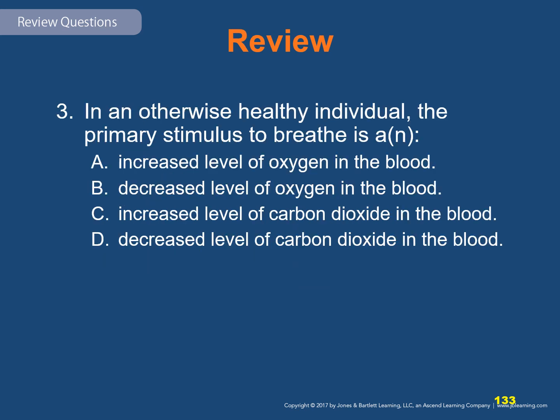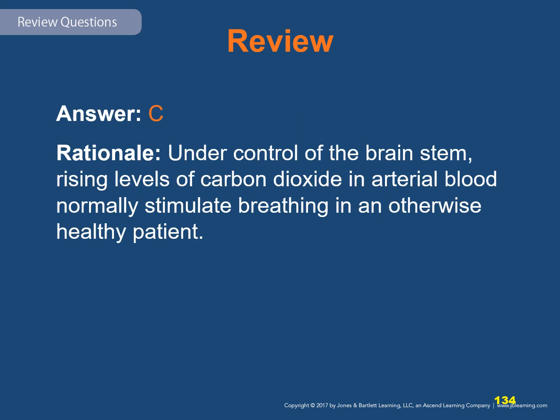3, in an otherwise healthy individual, the primary stimulus to breathe is A, an increased level of oxygen in the blood, B, a decreased level of oxygen in the blood, C, increased level of carbon dioxide in the blood, or D, decreased level of carbon dioxide in the blood. If you think about the basic mechanics and gas exchange, this one should be pretty easy. And it is C. Under control of the brainstem, rising levels of the carbon dioxide in arterial blood normally stimulate breathing in an otherwise healthy patient.